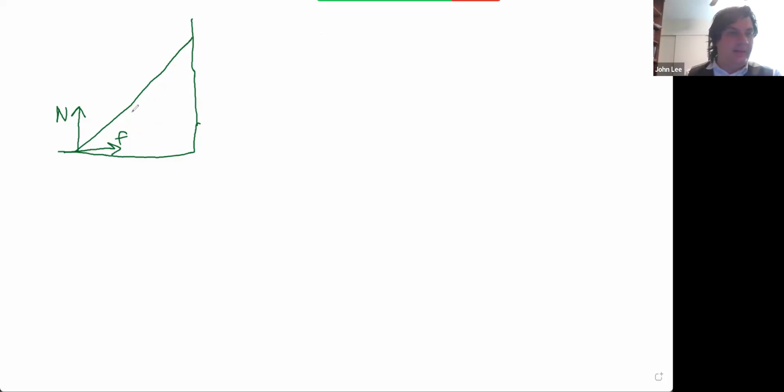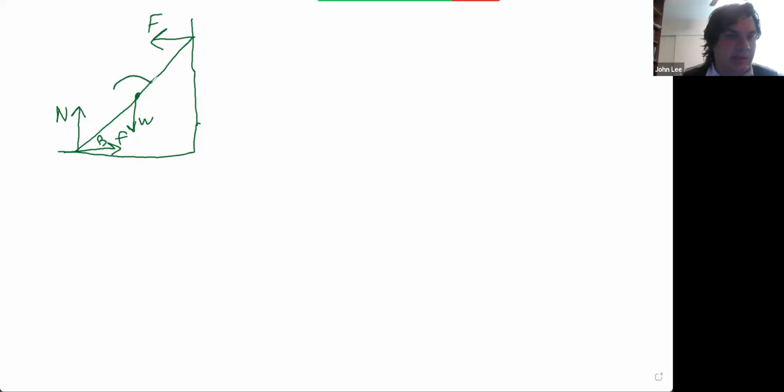And then it's going to have a weight halfway up the ladder and a force pushing to the side as it rests against the wall. So this angle is going to be beta.